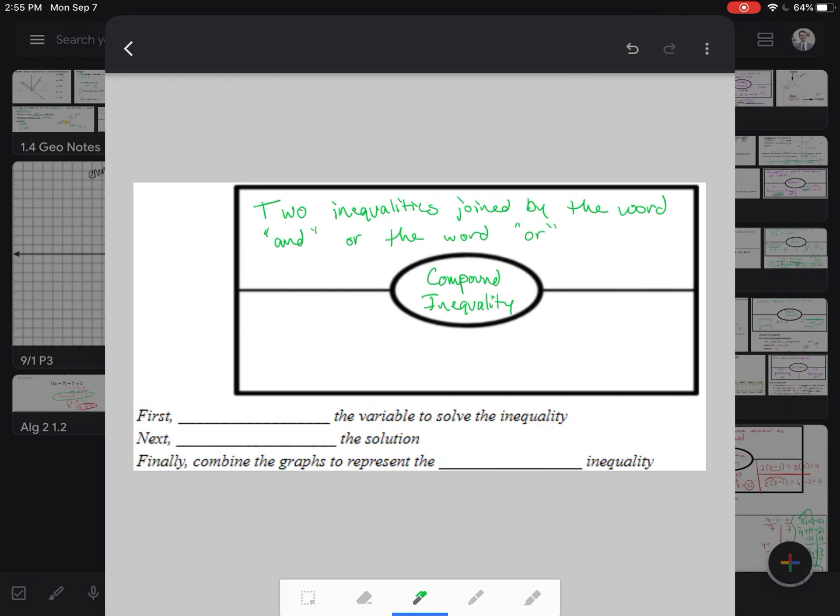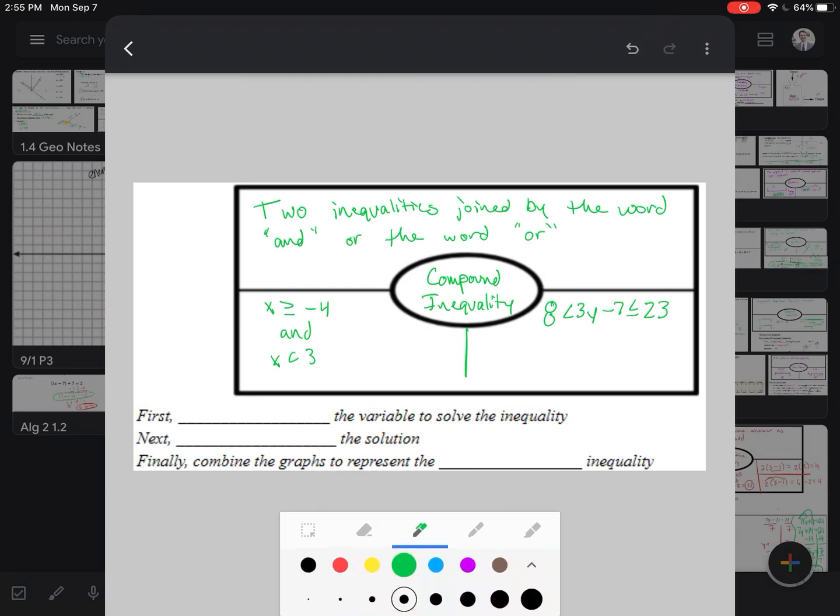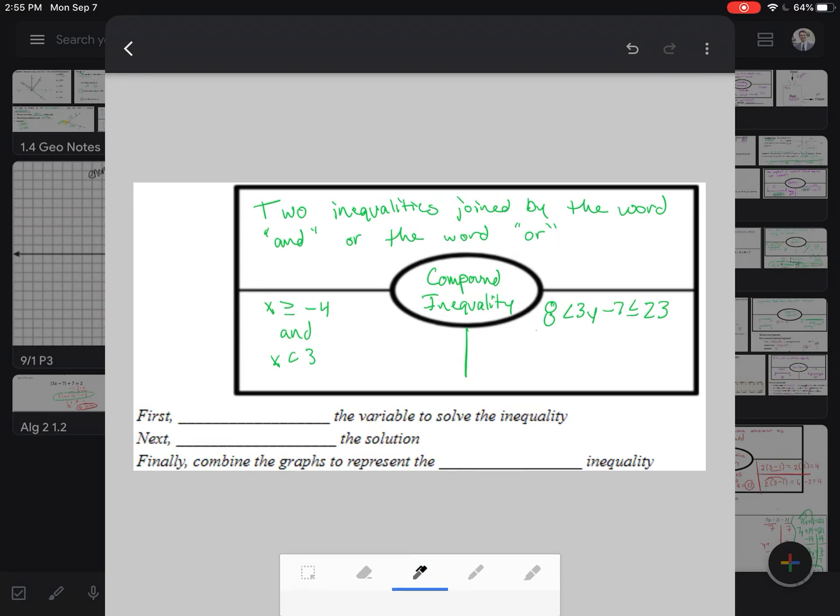So I think one example would be if we had something, I don't know, x is greater than or equal to -4 and x is less than 3. We're putting both of these things together. Another way that you might see these represented is they just kind of put them together, just smush it. And it is 8 is less than 3y minus 7 is also less than 23. So we're seeing this is another example. And the way that you want to look at these is just break them down. It looks scary, but it's not.